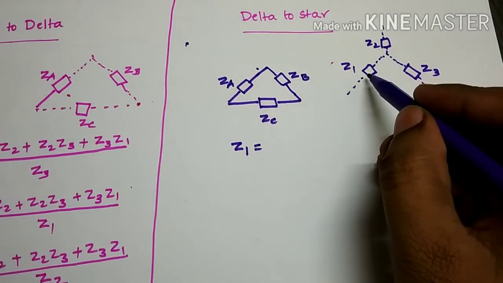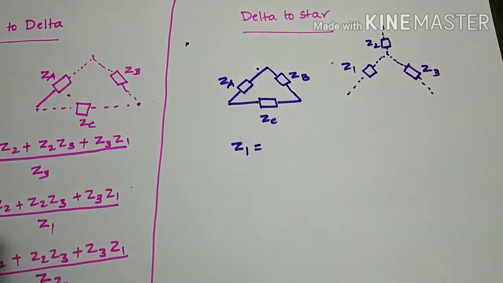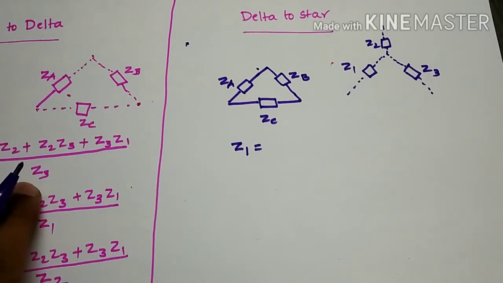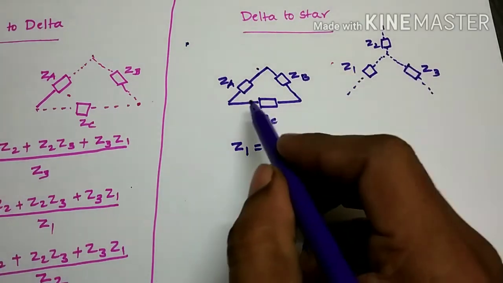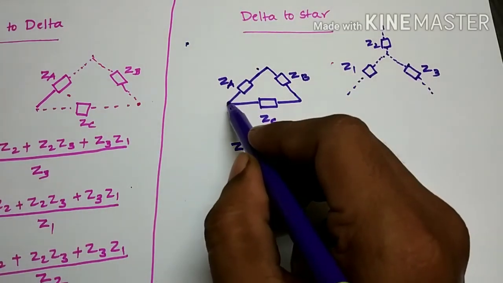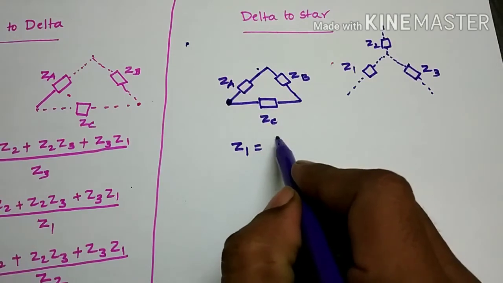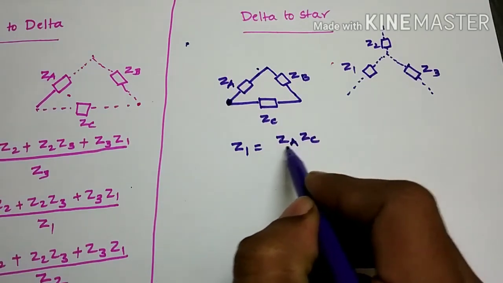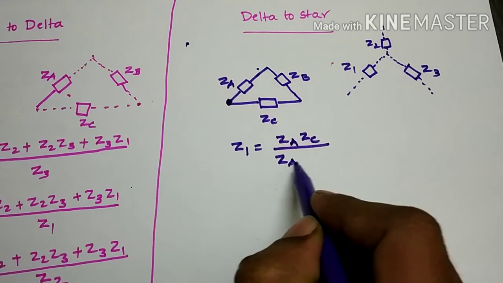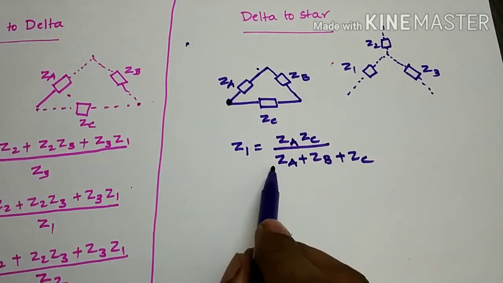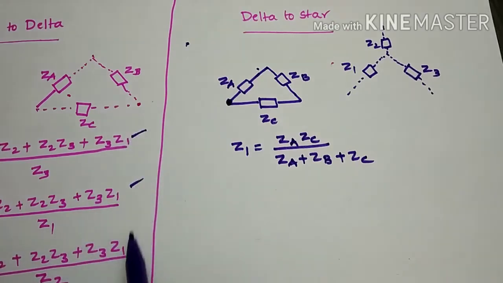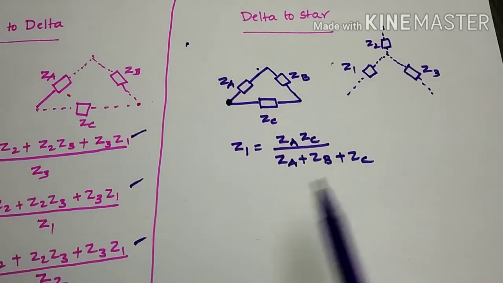Now the formula for this: suppose you want to find Z1, first you have to see which are connected to Z1. Here we see the denominator, which is not connected, and the numerator, which is connected to Z1. For Z1, ZA and ZC are connected. So ZA into ZC divided by ZA plus ZB plus ZC. So in star to delta conversion, the numerator is same. In delta to star, the denominator is same. That you have to understand.